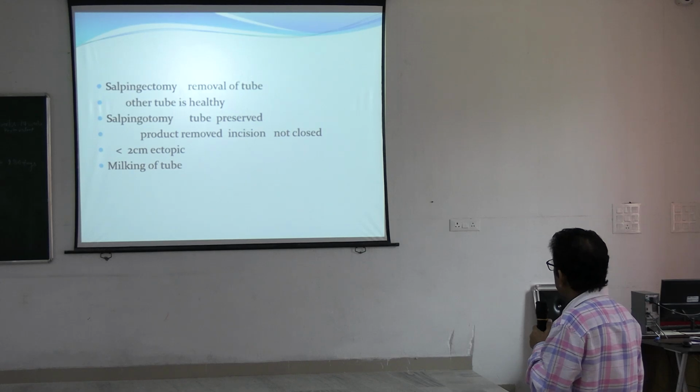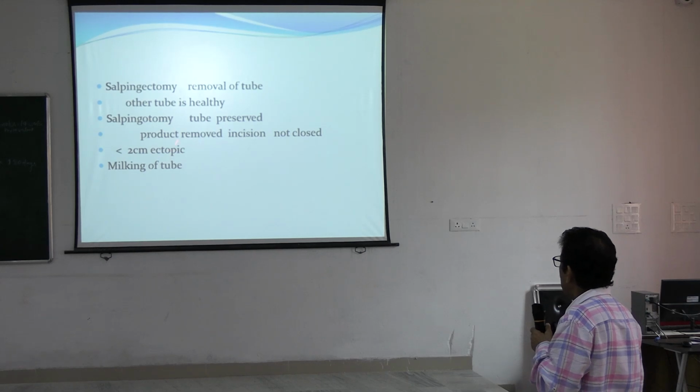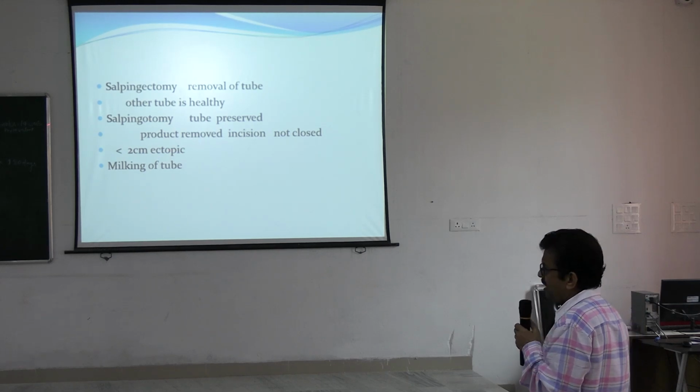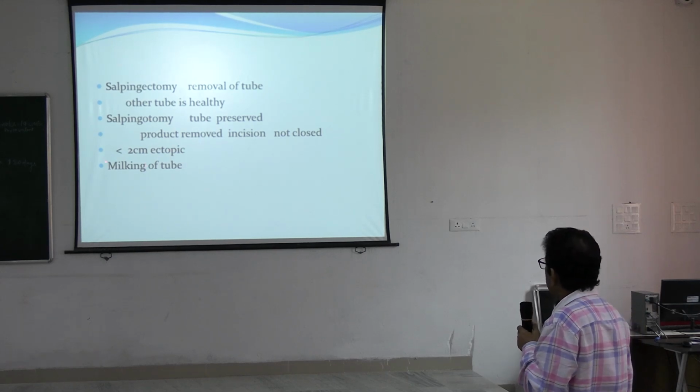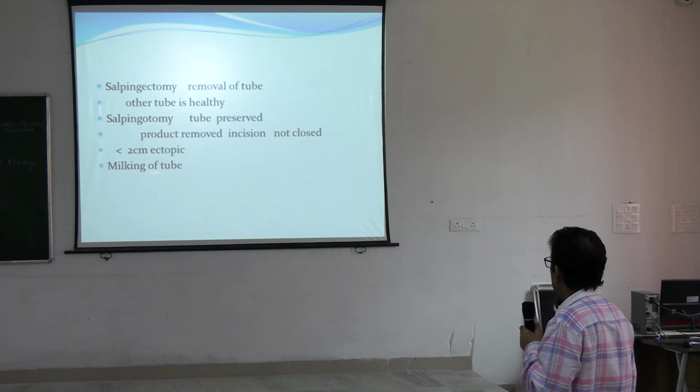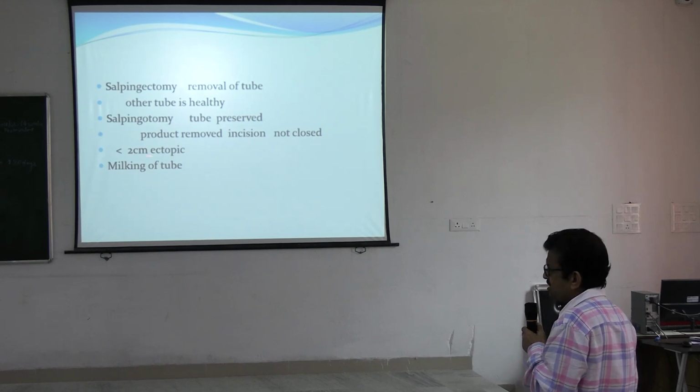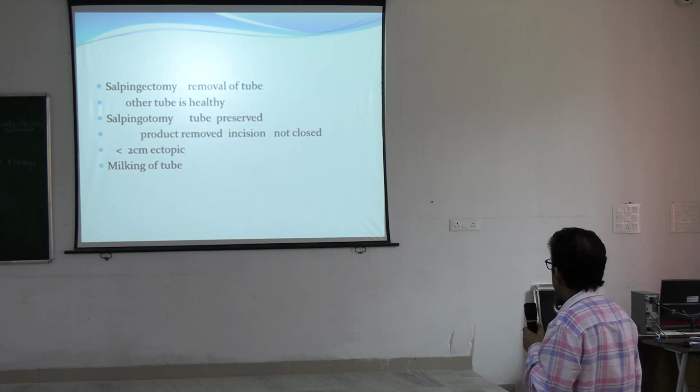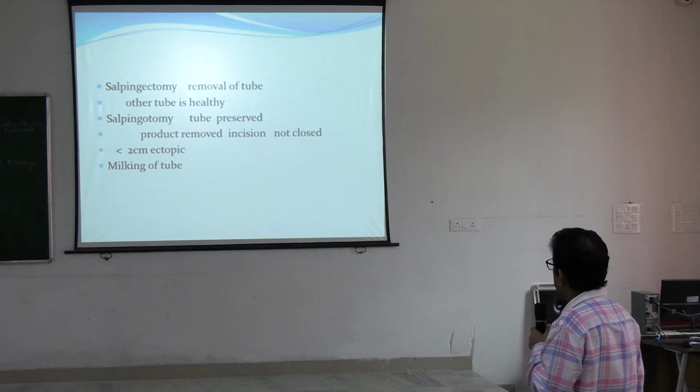And for ectopic less than 2 centimeter, salpingotomy cannot be done always. The ectopic mass should be less than 2 centimeter, and milking of the tube is done. So the tube is expressed and the product is removed. That is milking of the tube.